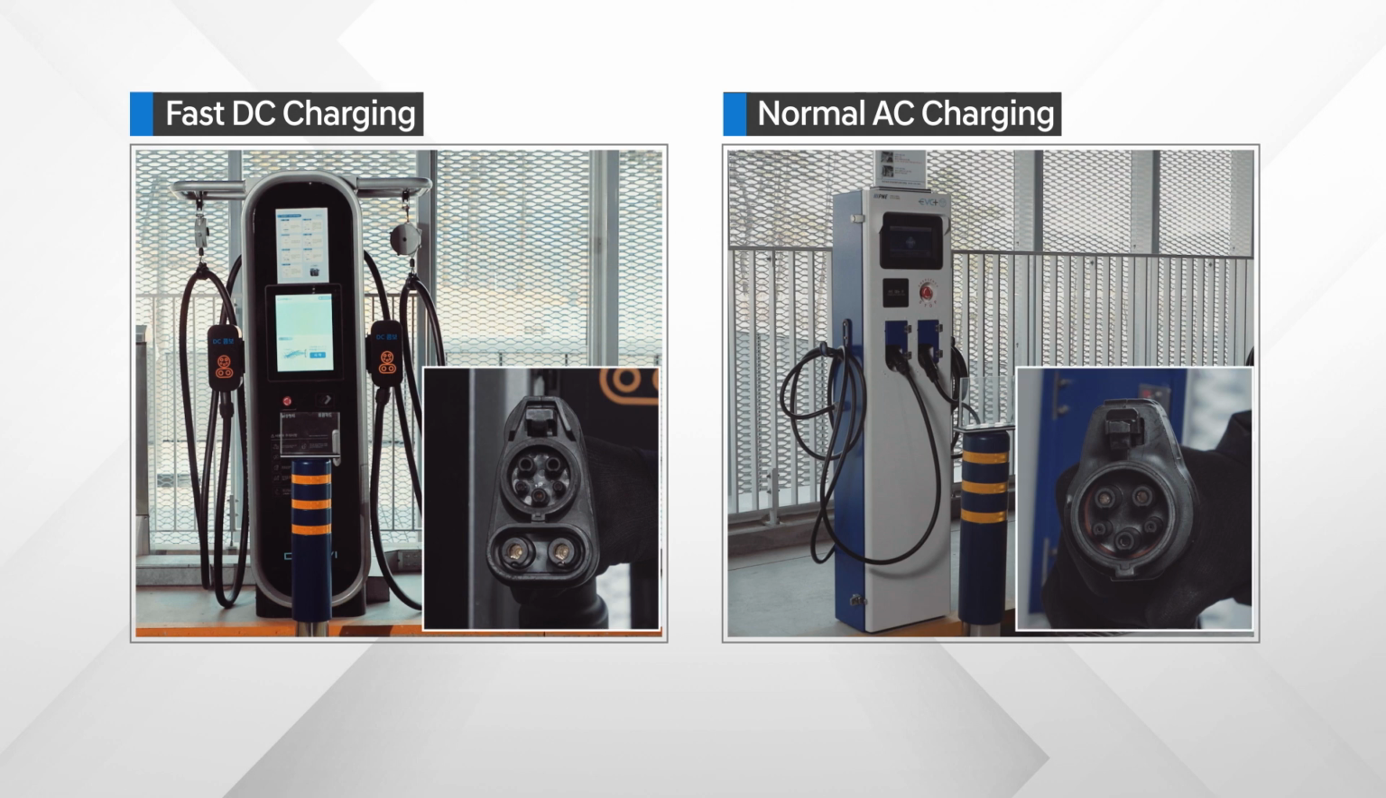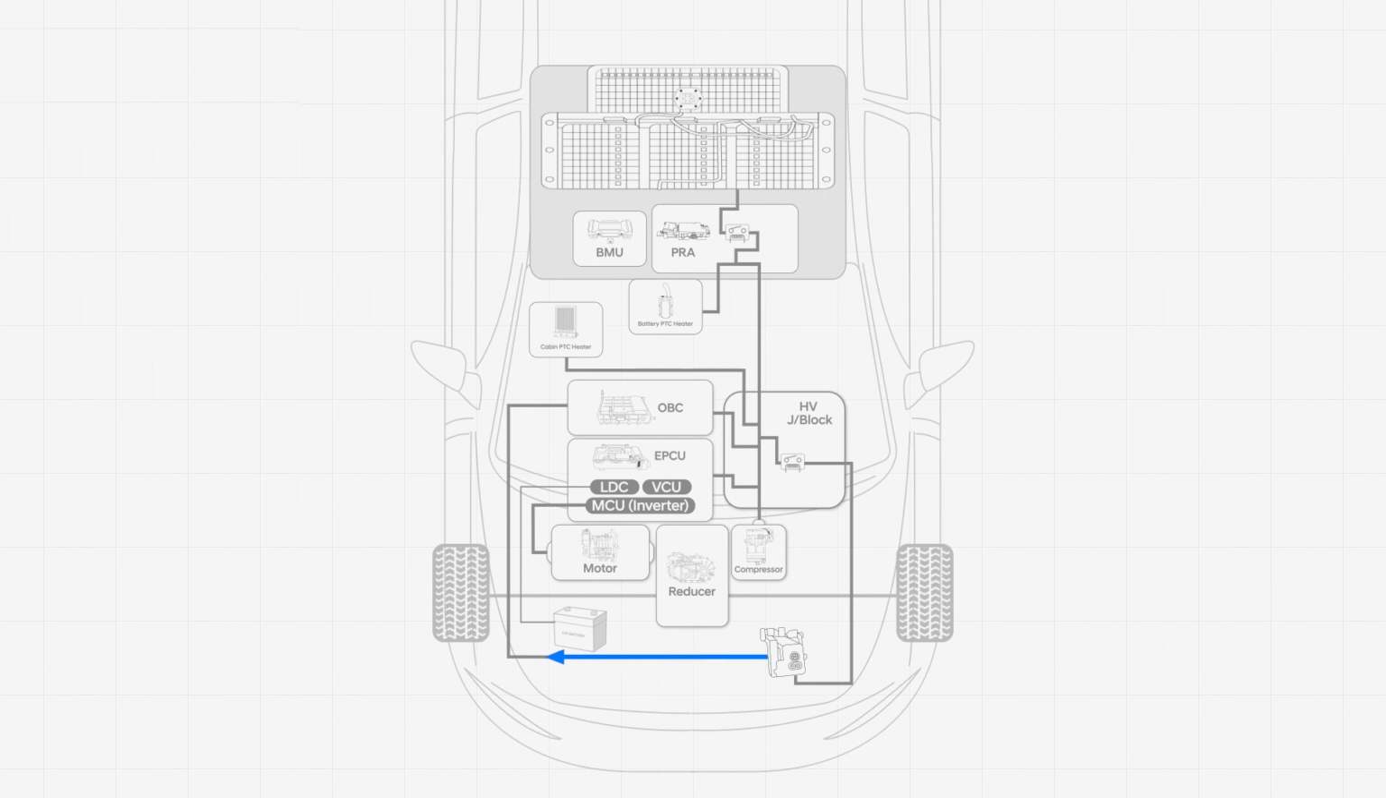CP and PD are signals for the EV charging process. In case of slow or normal AC charger, it charges the high voltage battery through the OBC. In case of fast DC charger, it directly supplies 400 volt DC to charge the high voltage battery.